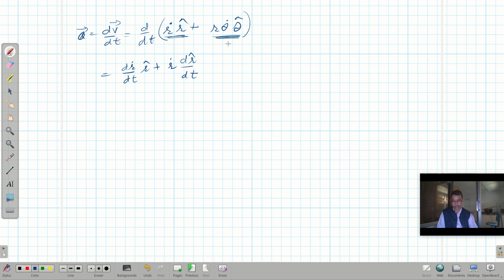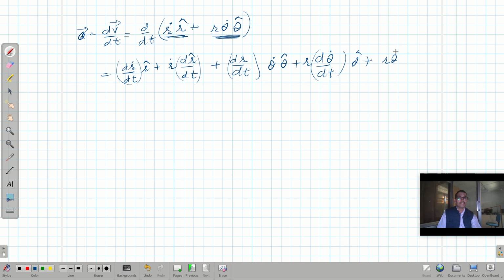Now I will talk about the second part. The derivative of r over dt gives r dot, and the rest of the term remains as it is. So it is r dot theta dot theta cap plus r theta double dot theta cap, and theta cap will remain as it is, and then I will write r theta dot d theta cap over dt.